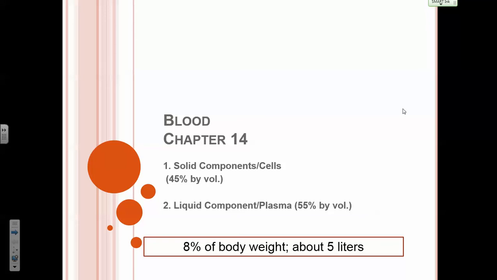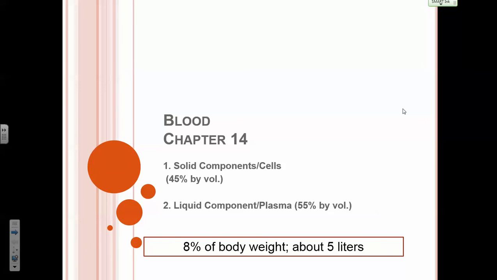In this unit, we're going to look at the cardiovascular system and the fluid that moves through it. So, the fluid, of course, is the blood, and that's what this chapter is about. The next chapter is the cardiovascular system. So, I meant to say in this unit, we will cover the blood and the cardiovascular system.